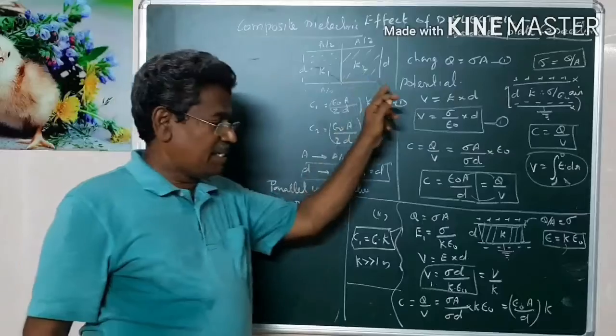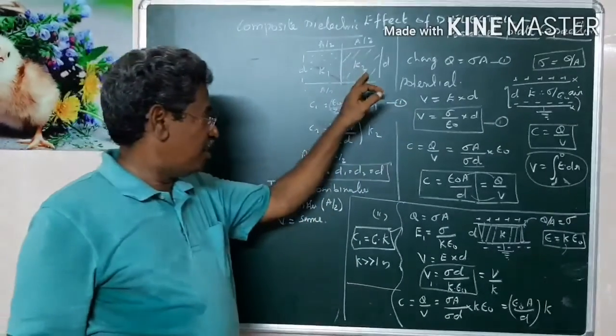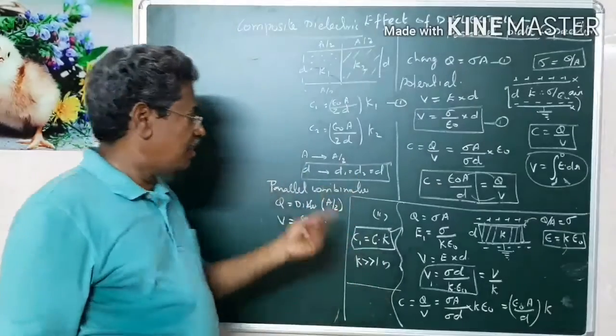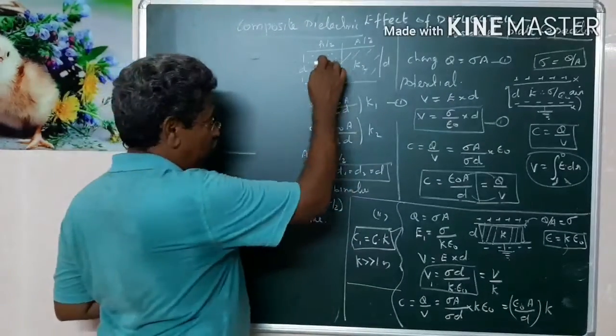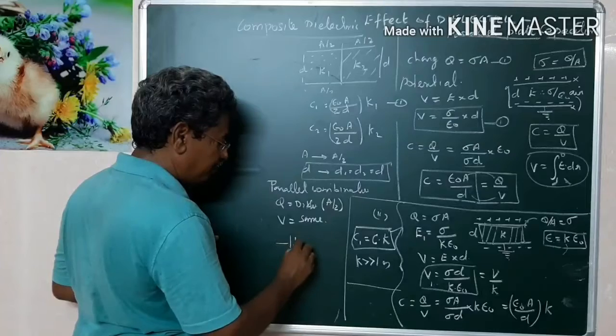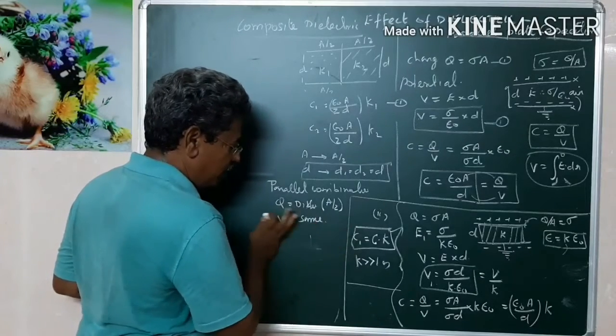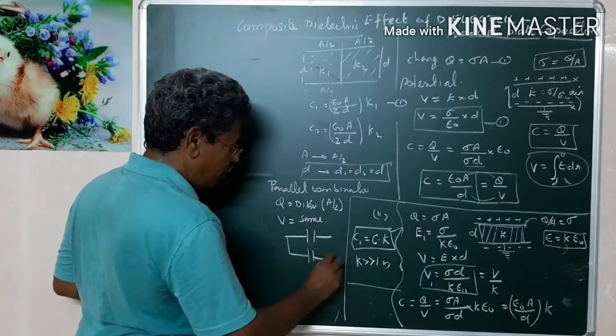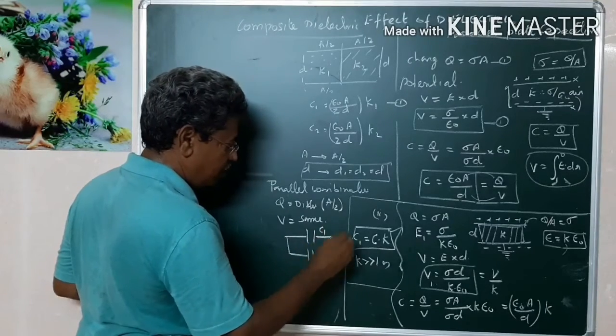Therefore these two capacitors have the same potential but different charges. If two capacitors have the same potential but different charges, they are said to be in parallel combination. Therefore I can draw this like this: the first one is C1 and the second one is C2, both are in parallel.